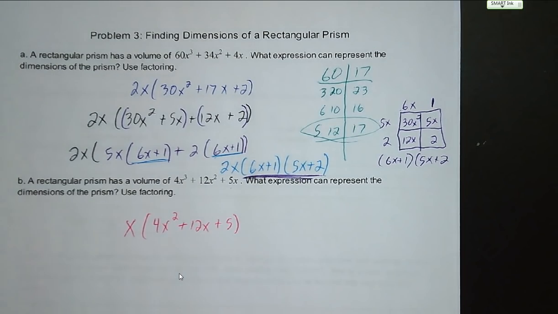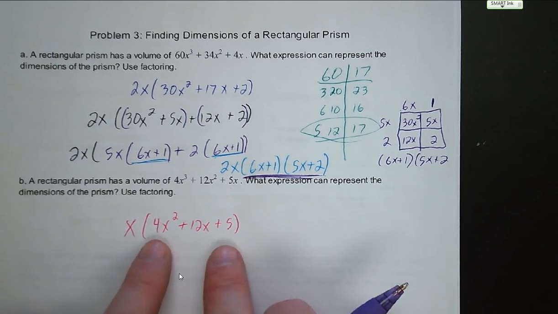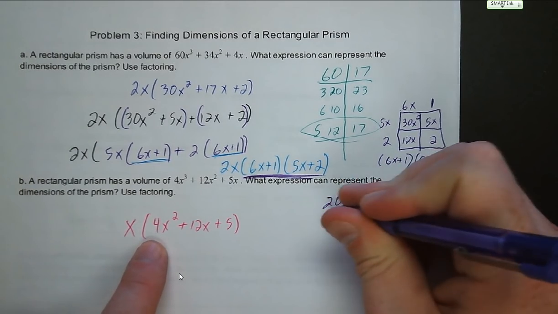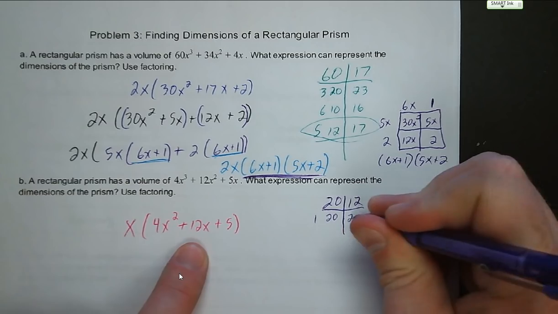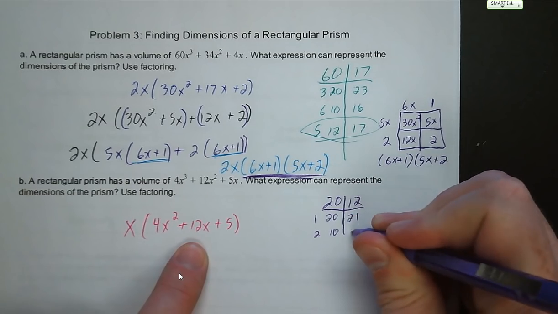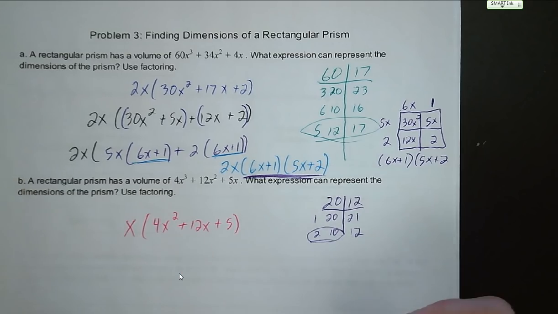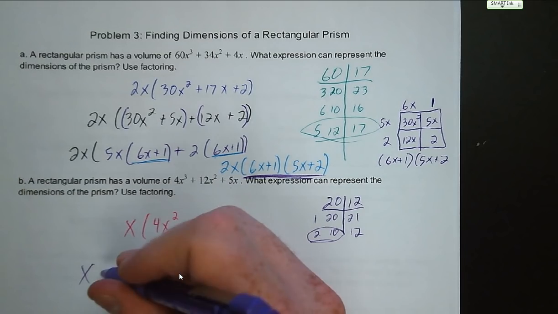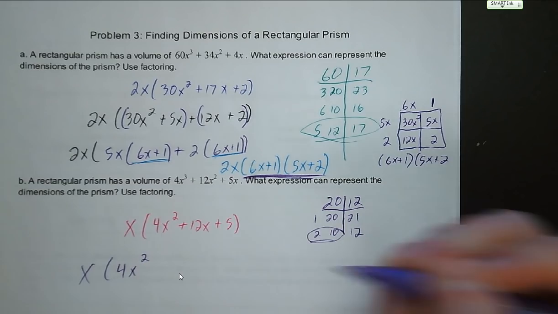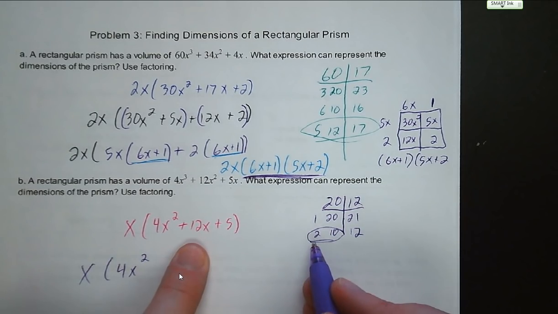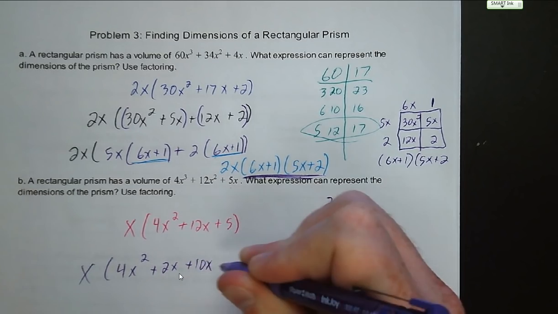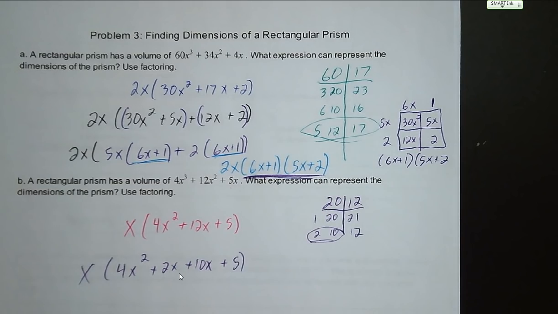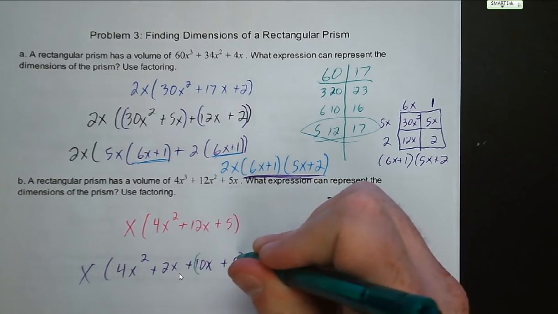Okay, and I'm going to do this by grouping again. So I'm looking for 4 times 5 is 20. So I need factors of 20 that add up to 12. 1 and 20, that's 21. No. 2 and 10, that adds up to 12. So those are my factors. So we have that x hanging out in front. We have 4x squared. Now we're going to break that 12x into 2x and 10x. So plus 2x plus 10x. So basically we're kind of uncombining like terms. Okay. Now we break it up into our factors.